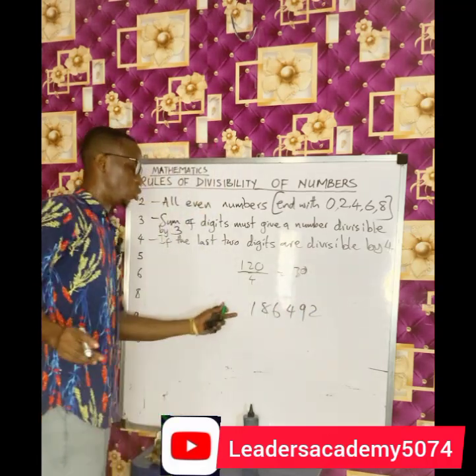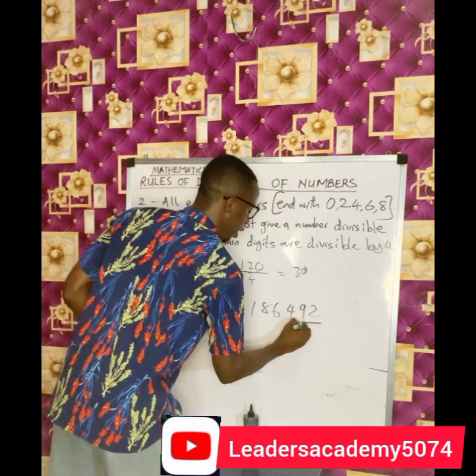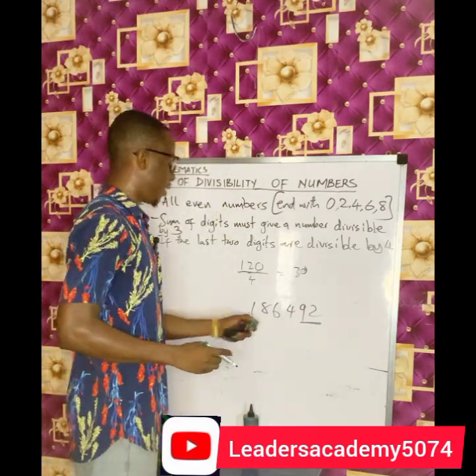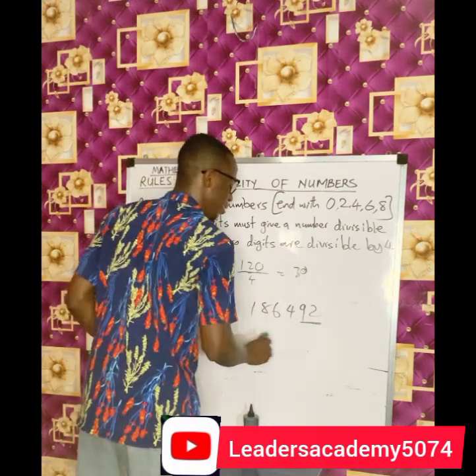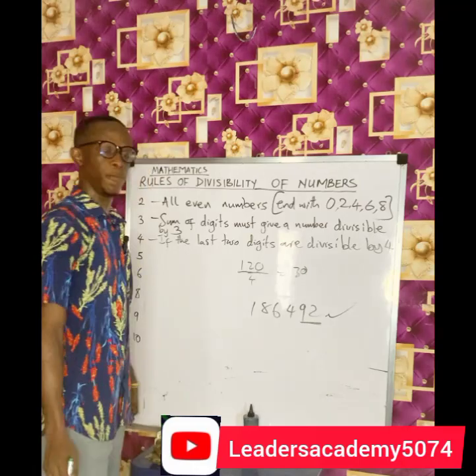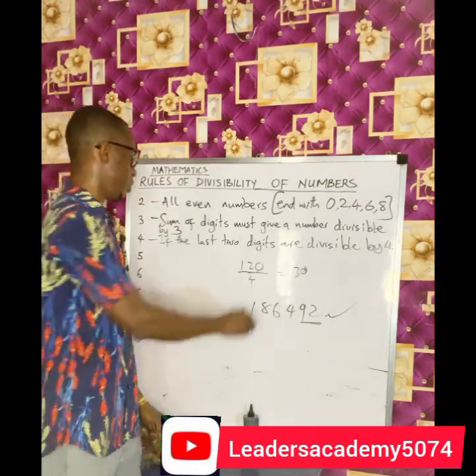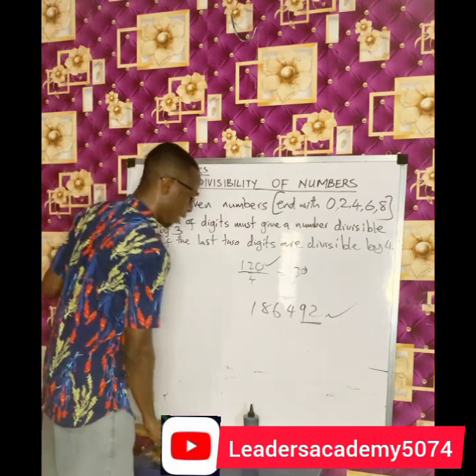If I have, let me say, 1864992, you don't have any business with the first digits. Just say this 92 here, is it divisible by 4? Yes, if I divide 92 by 4, I have 23. Therefore, the whole of this number is divisible by 4. You understand? So the next one is 5.